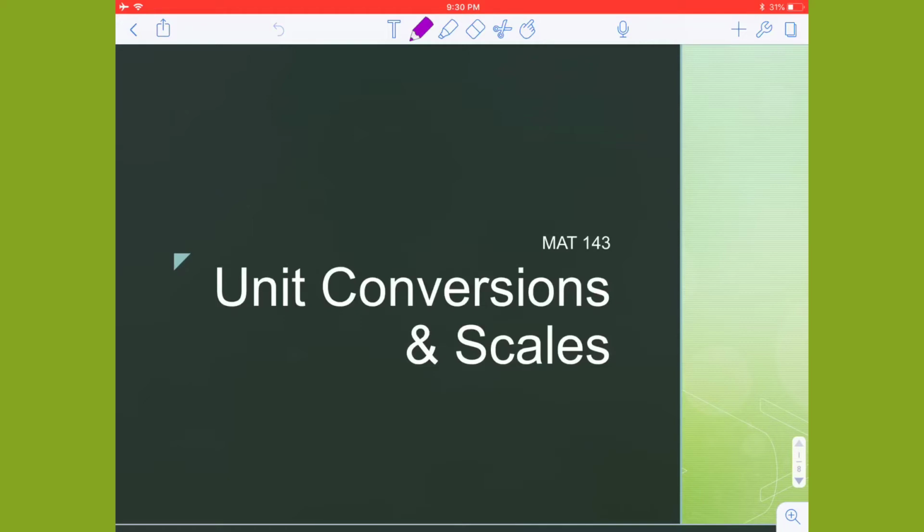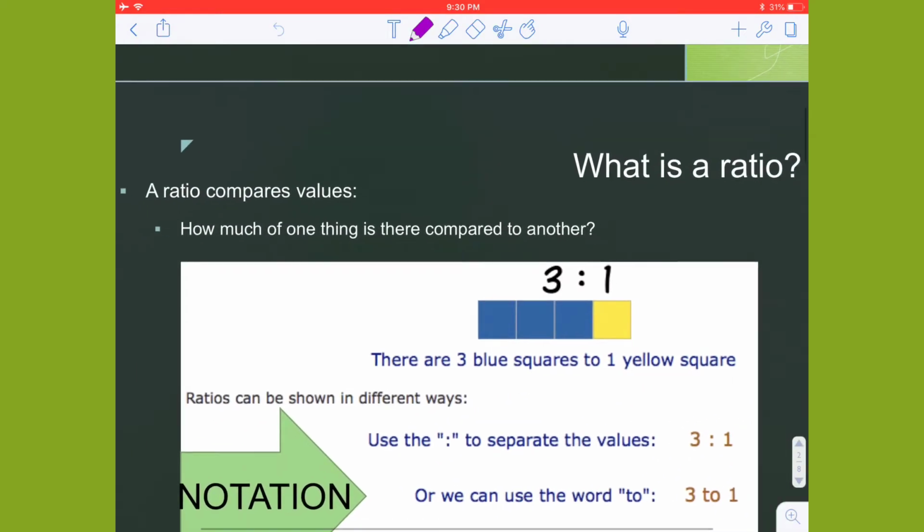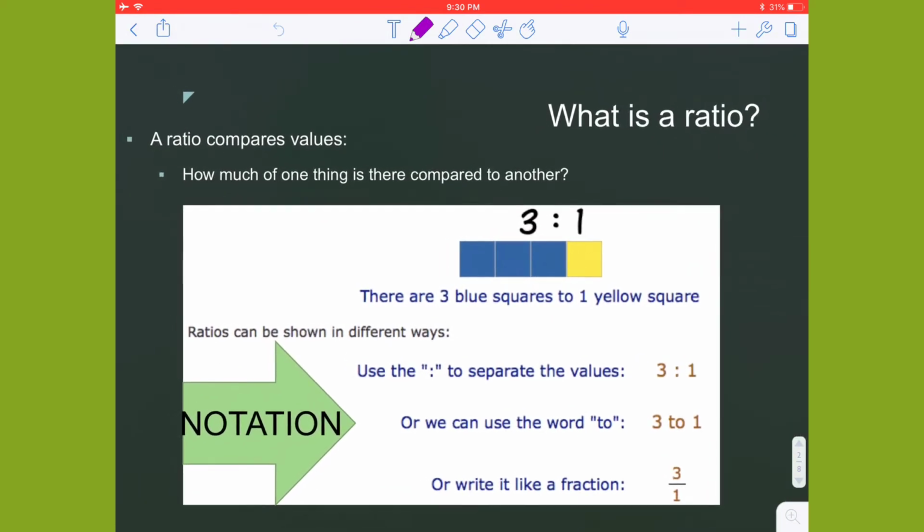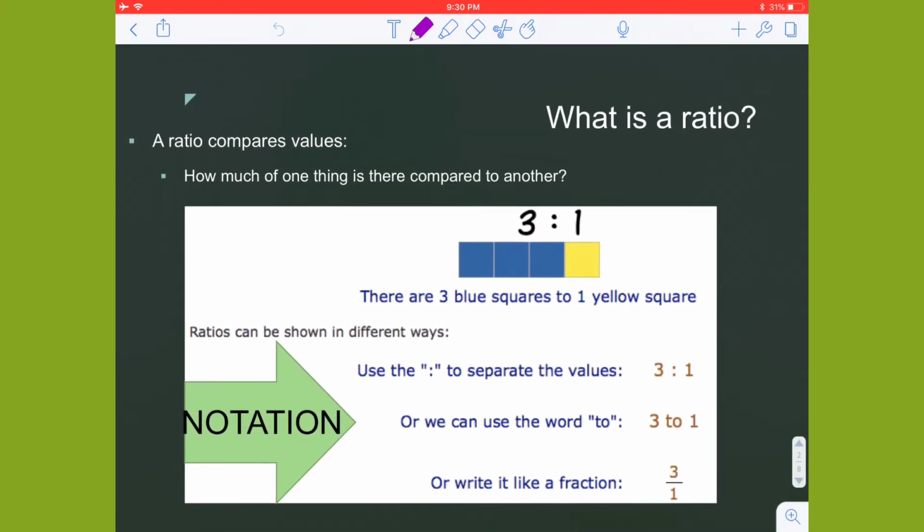In this lesson we're going to be talking about unit conversions and scales, which is definitely something interesting and applicable to all of us. We're going to start by thinking about the idea of a ratio and what exactly is a ratio. So all it is, it's actually really simple. A ratio compares values. How much of one thing is there compared to another?